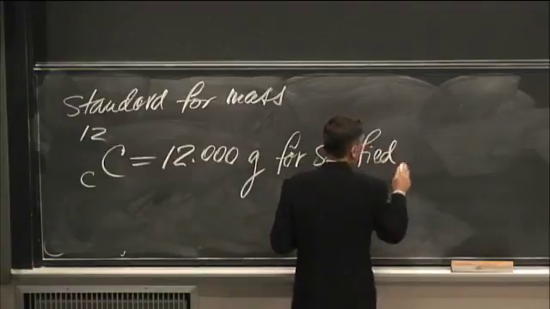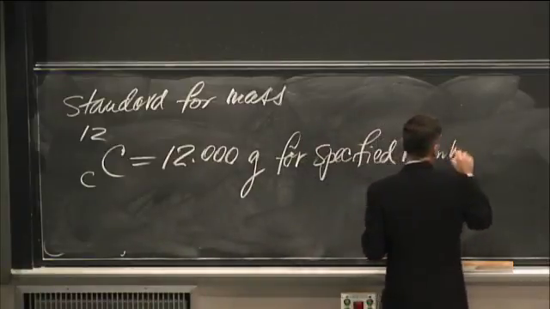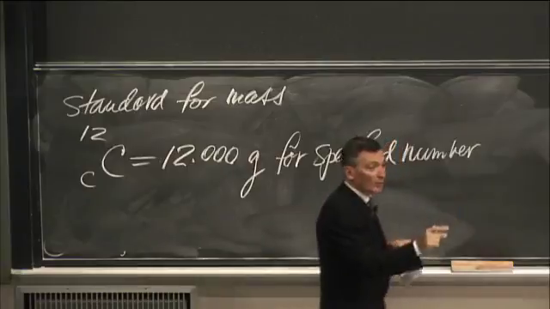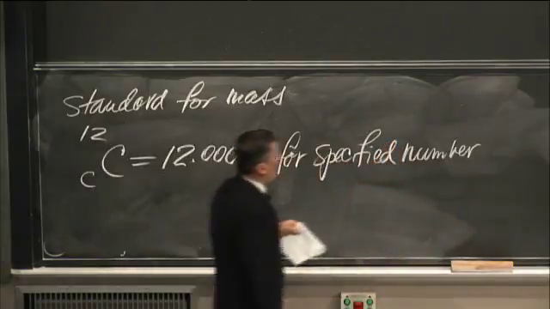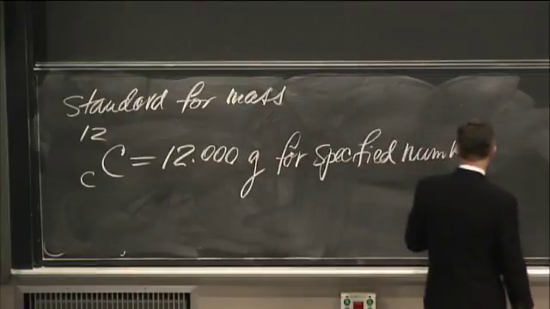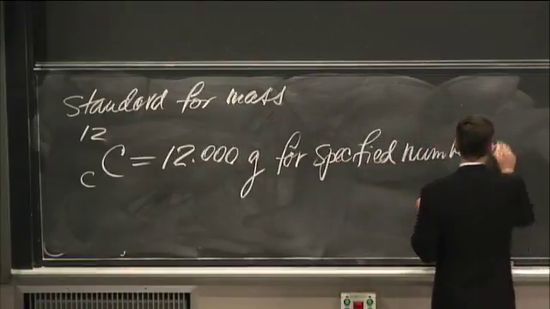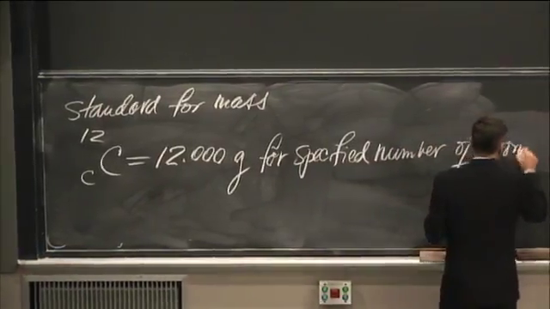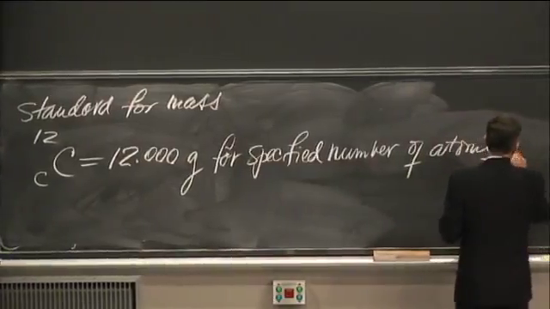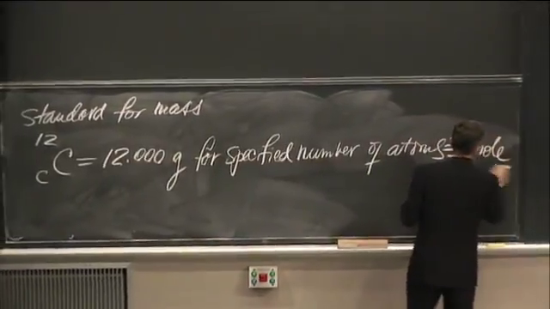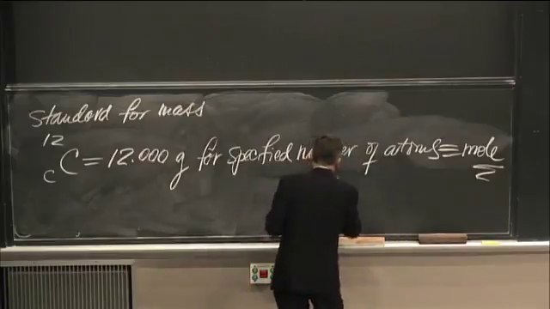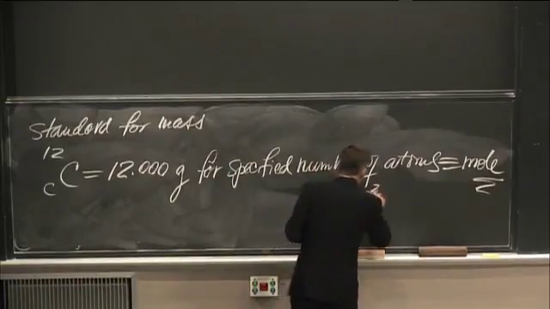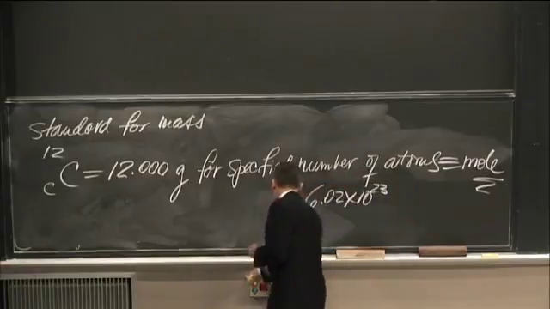In other words, a specified number of these atoms. We have to say we're going to take a certain number of these carbon atoms and specify the mass of that number as 12 exactly, and the specified number of atoms being the mole. The mole. And it turns out that the mole has a value of 6.02 times 10 to the 23rd. How did they get that number?